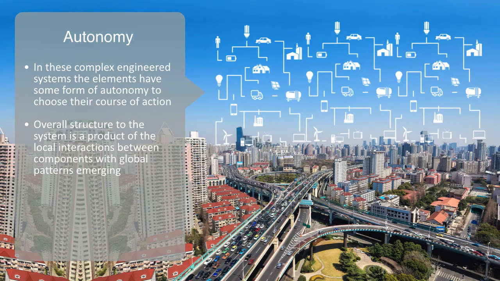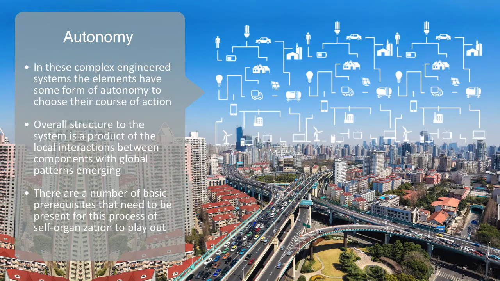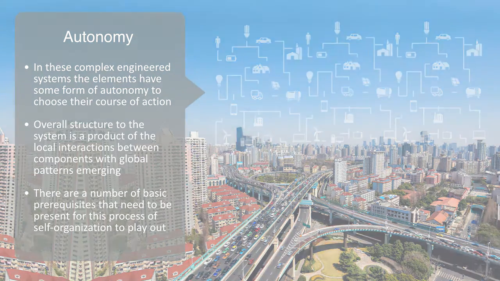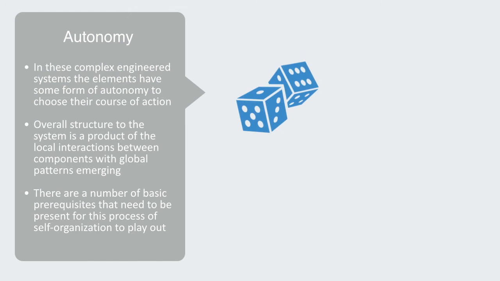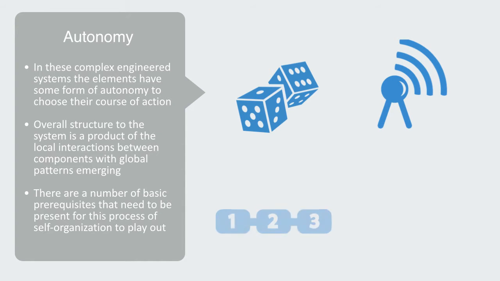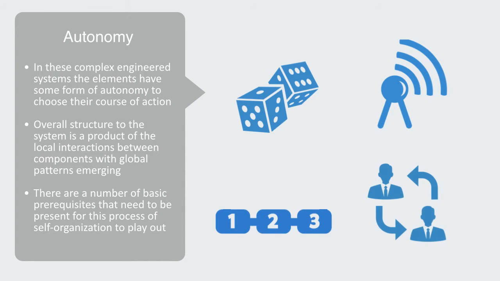There are a number of basic prerequisites that need to be present for this process of self-organization to play out. There needs to be, firstly, some form of randomness in the initial state to the system, variation amongst the state of the components, elements with the autonomy to act, and local, non-linear interactions between the elements. We'll discuss each of these conditions and why they're important separately.